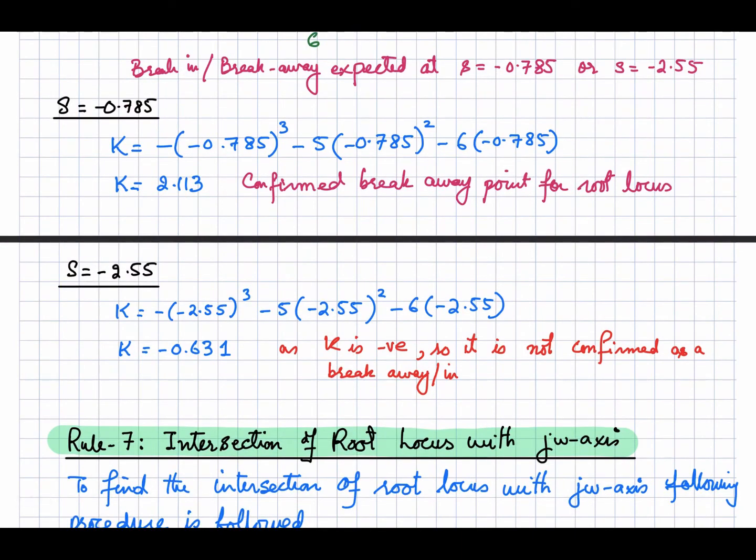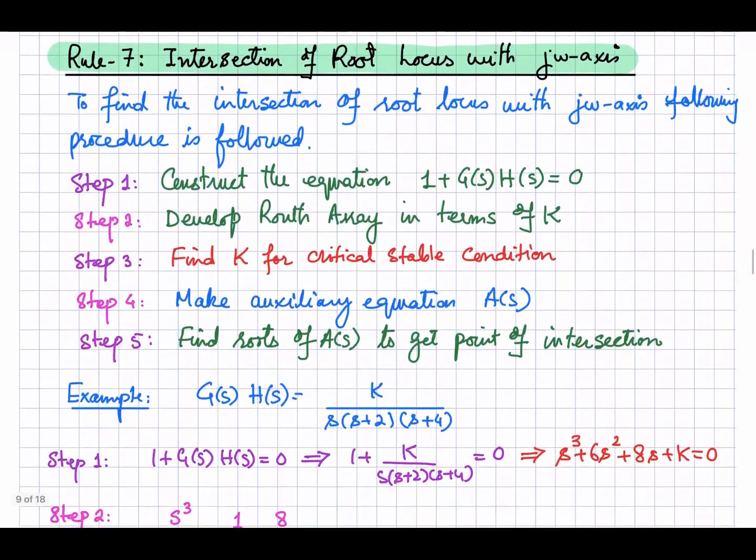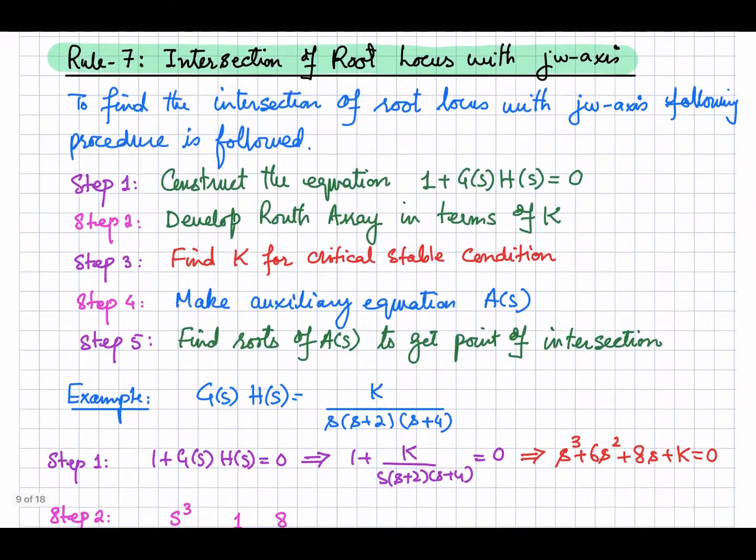Rule 7 is related to the intersection of the root locus with the j omega axis. When the roots break away from the real axis, they move towards infinity, infinite zeros or finite zeros, so they may cross the j omega axis. So how do we find the crossing of the root locus over the j omega axis? For that, the steps are shown over here in front of you.